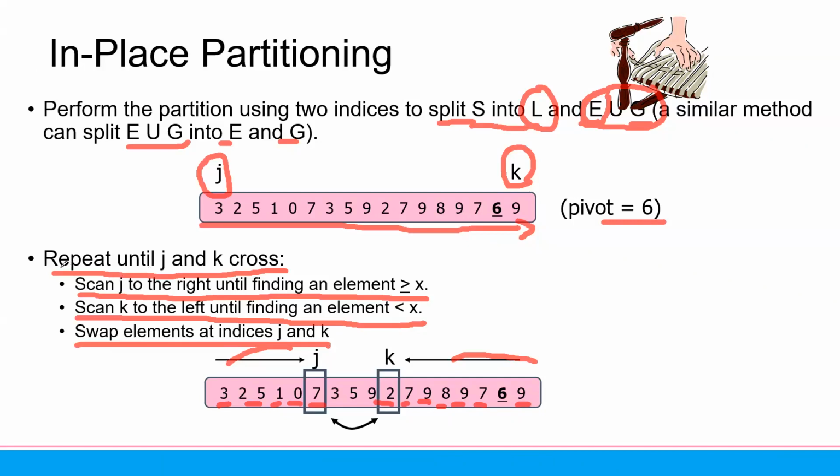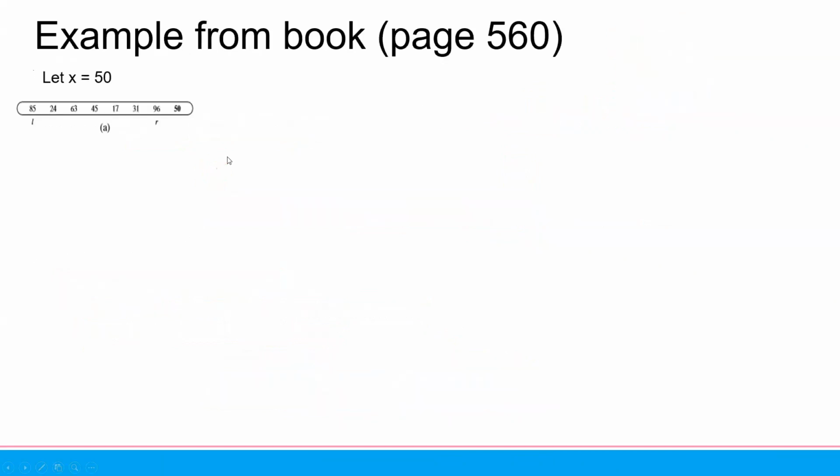So this will be repeated until J and K cross. So if J is here and K is here, then it is cross. If it is cross, then you will select another pivot. So this is the example from the book. Okay.